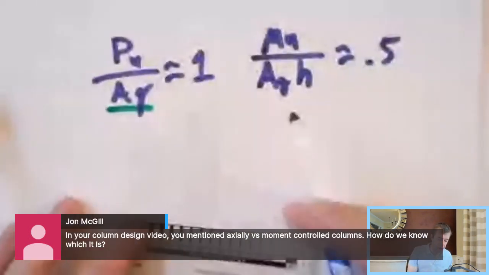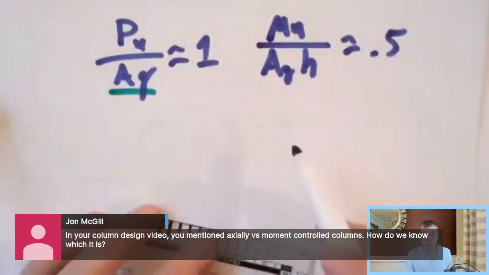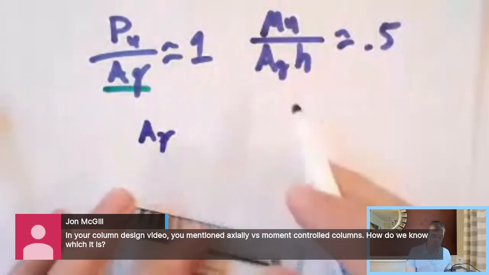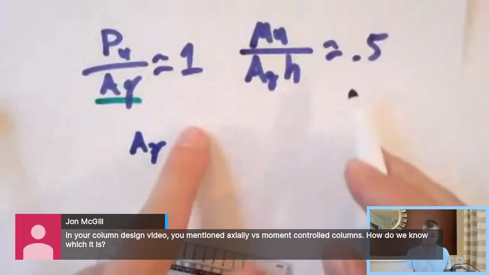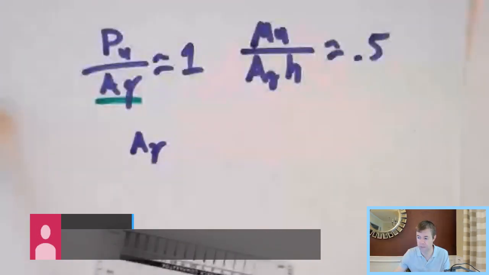Pu over Ag equals about 1, and Mu over Ag h equals about 0.5. John, you could solve both of these simultaneously for your area, and you can see which one controls. You can see which one gives you the larger size column, and that is the one you're going to want to end up using when it comes to design. So there is a new Jedi mind trick based off two other Jedi mind tricks that we talked about before.